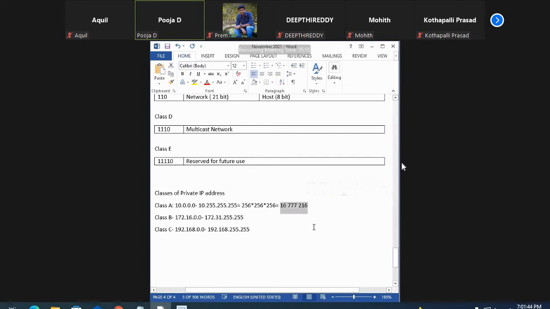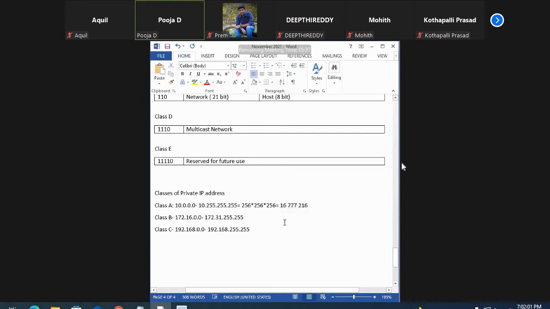So this is a huge range, right? In a single network you would not even utilize this many IP addresses, but yes, if you are configuring class A IP addresses, these many IP addresses are available. It means you can configure this many devices in a single network.